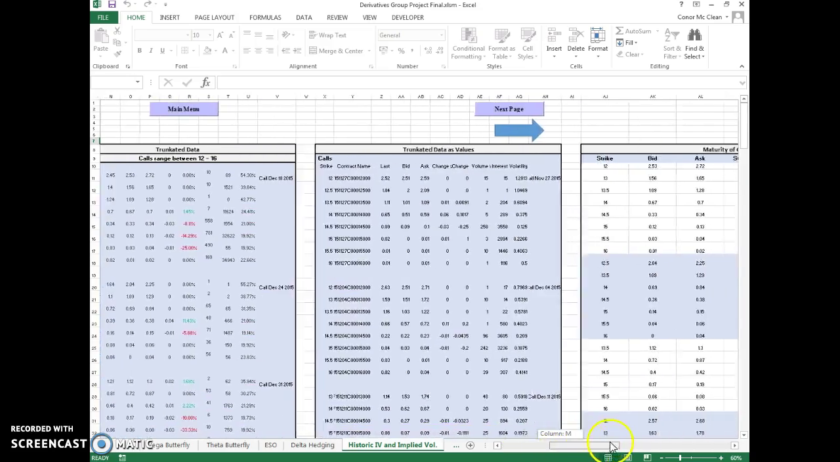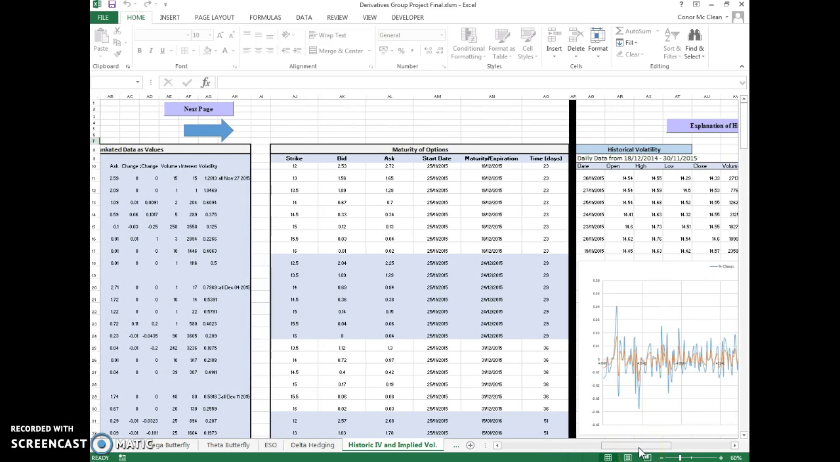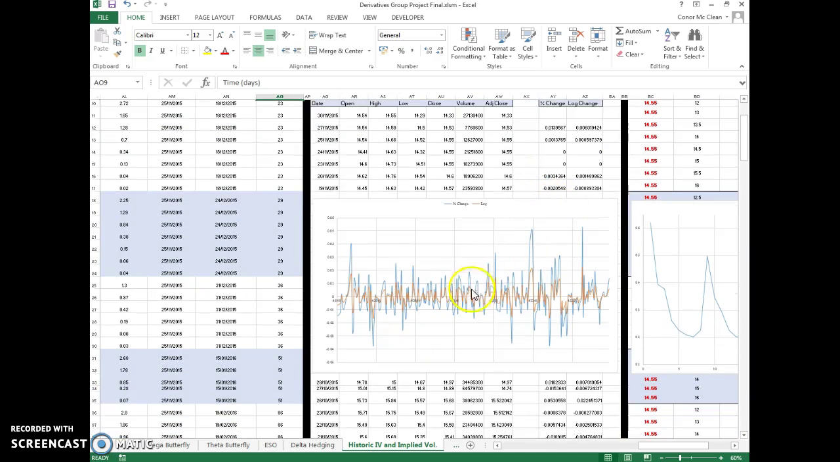Next, we made 3 columns with the date I gathered the data on, a column with when the option matured, and the difference in days, seen here. Also downloaded the historical volatility daily data from the 18th of December 2014 to the 30th of November 2015, and calculated the percentage change between them and also the log change, and this can be shown on the graph here.